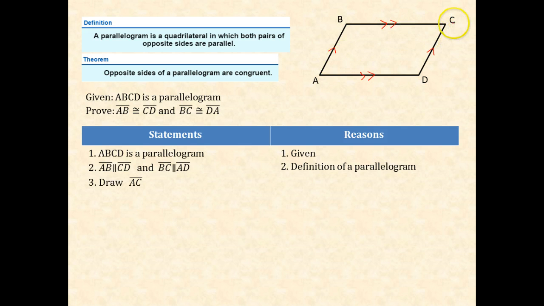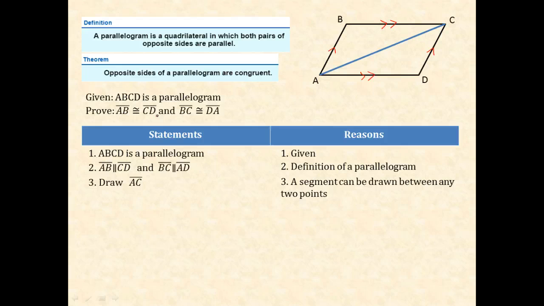So step 3 is going to be draw segment AC. Why am I allowed to do that? Because you can draw a segment between any 2 points. So I will draw segment AC, and then I'm going to go ahead and label some of these new angles that show up.